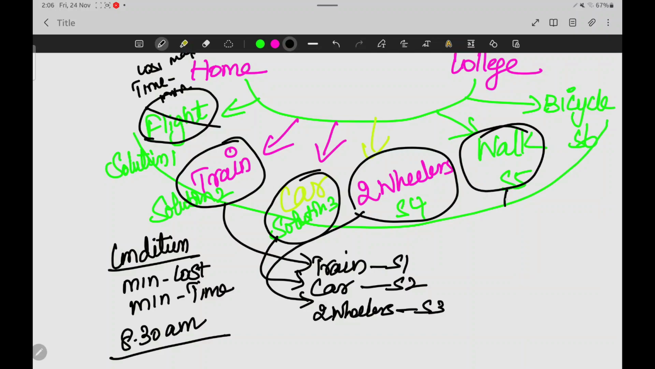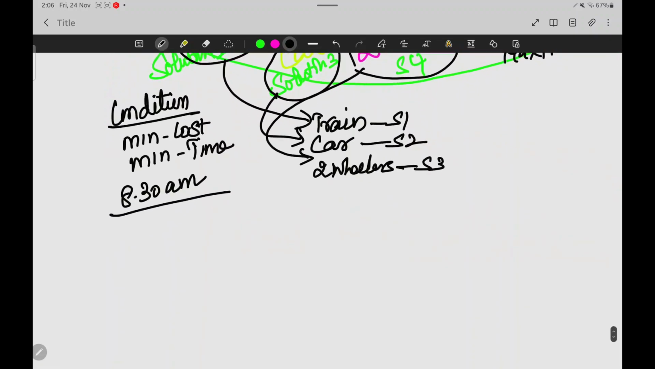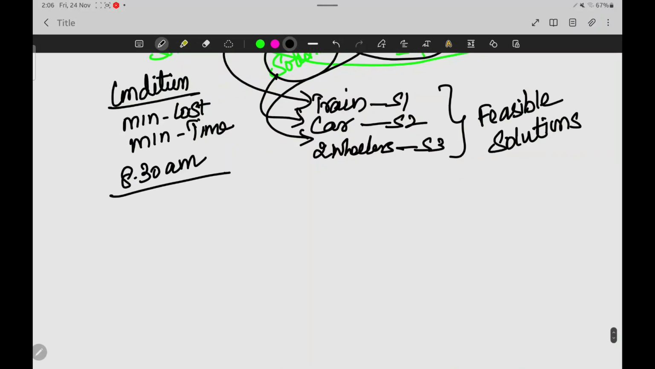Walk, this will take much time, so maximum time. So we cannot prefer this one. Similarly, bicycle also maximum time. So we cannot prefer this one. So among the various solutions, we are able to find some of the solutions. Such kind of solution is said to be the feasible solutions.